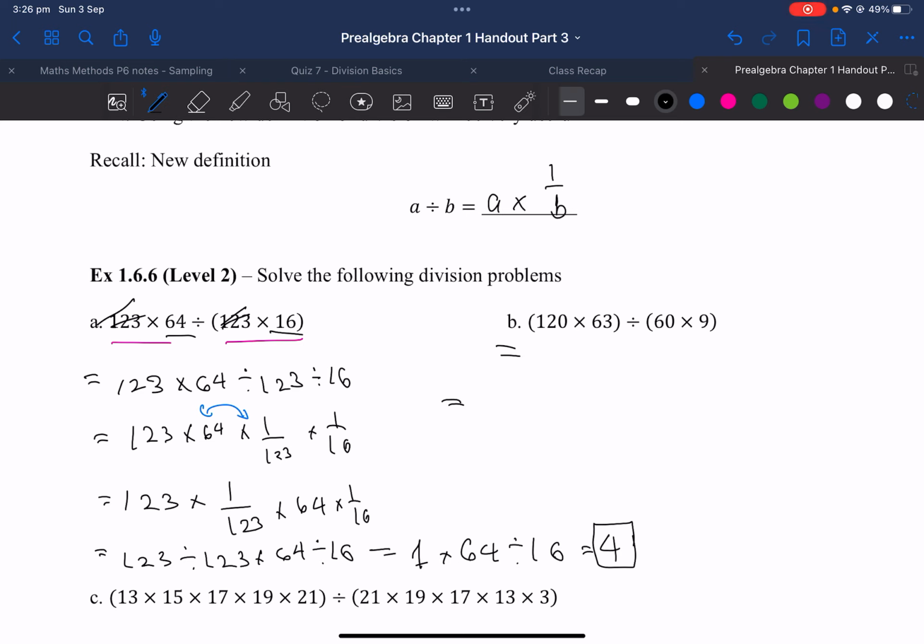Same thing here: 120 times 63 divided by 60 times 9. How would you approach this one? Very similar to that. I don't want you to do all this working like me, but if you get the idea behind it, you can cancel out quickly.